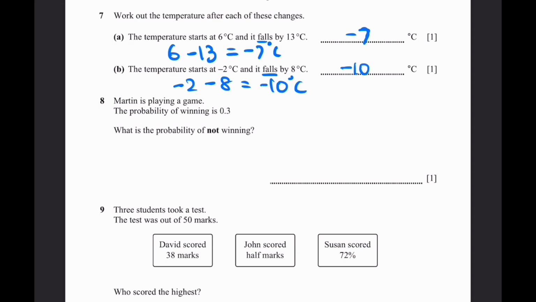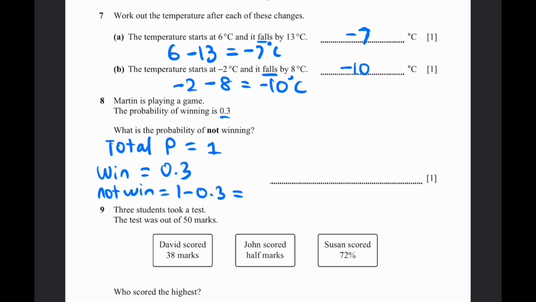Question 8. Martin's playing a game. Probability of winning is 0.3. What's the probability of not winning? Total probability equals 1. So for anything, the total probability is 1 or 100%. But here, we're not using that. We're using the number 1 because we have a decimal instead of a percentage. So winning equals 0.3. So not winning equals 1 minus 0.3, which is 0.7.